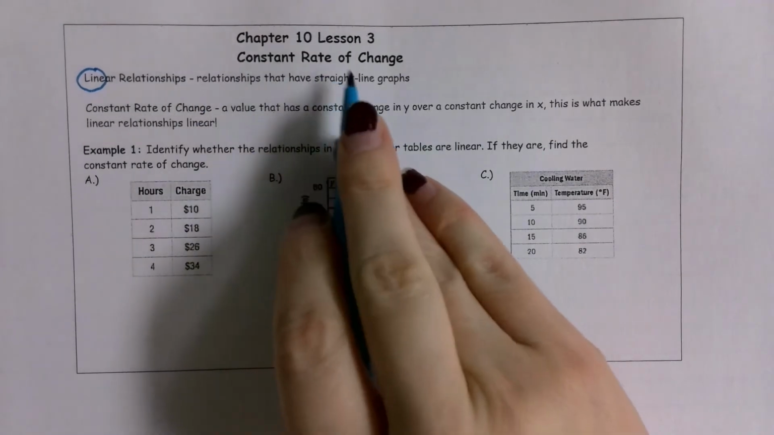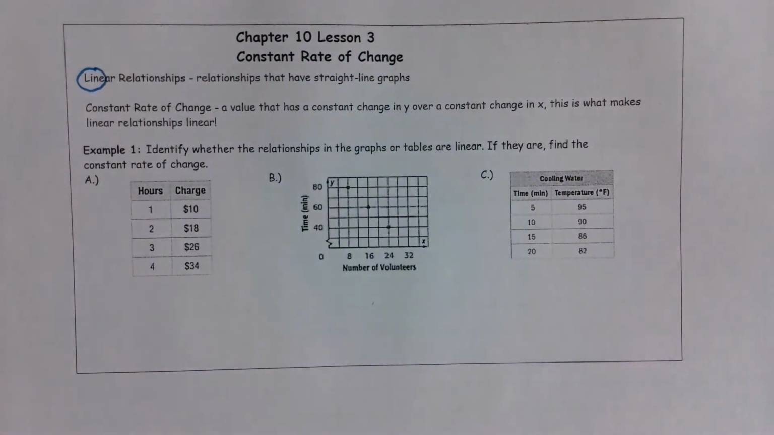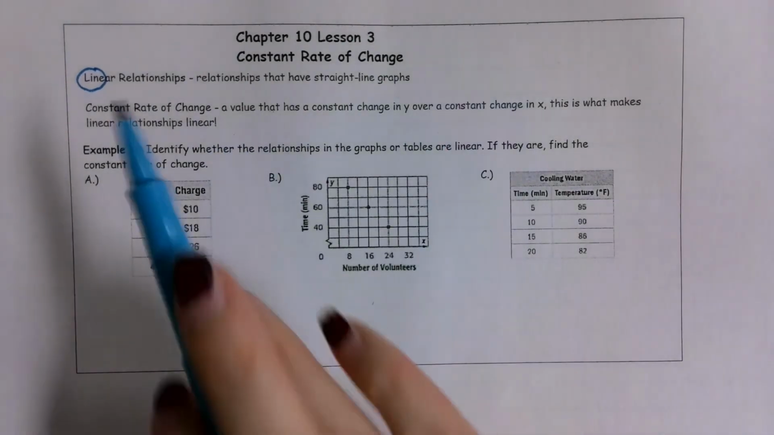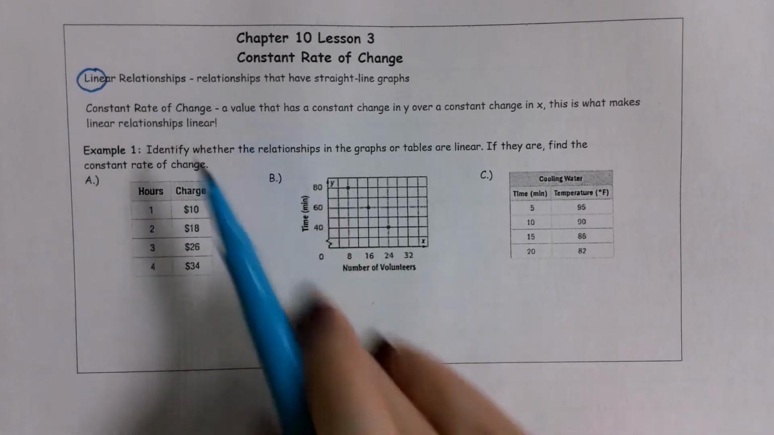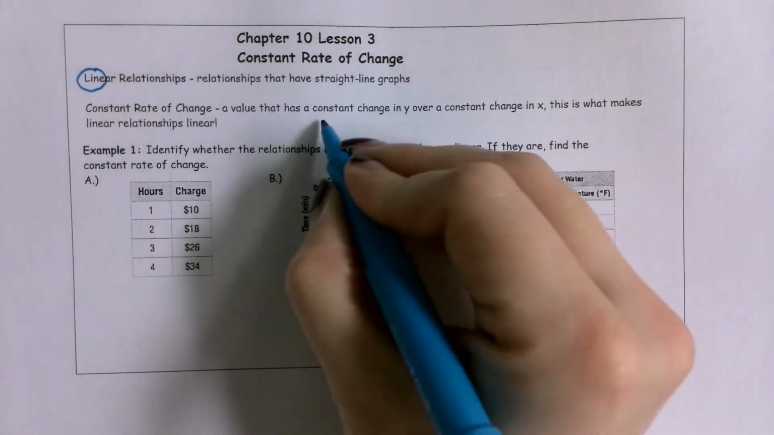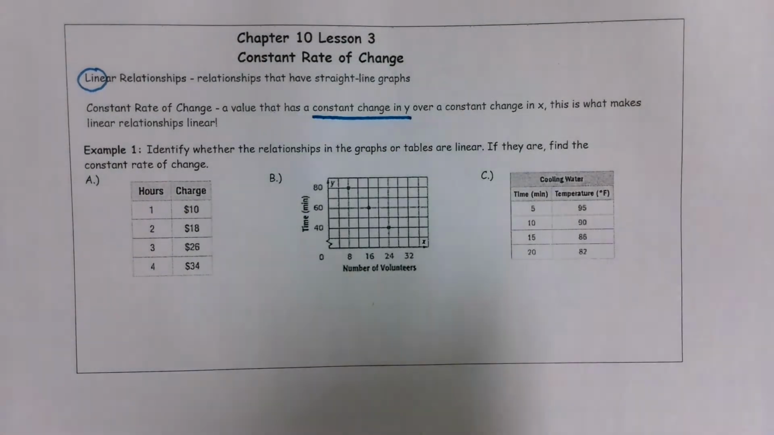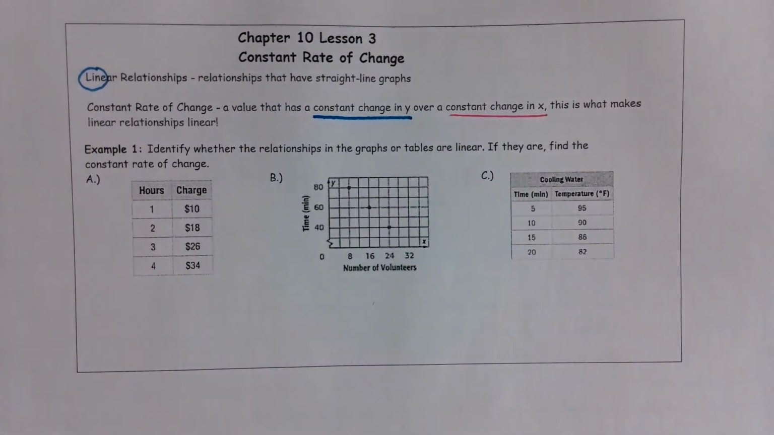So what we're looking at today are linear relationships versus nonlinear relationships. So is it linear or nonlinear for the function that's stated there? Again, to be a linear relationship, it has to have a constant rate of change. So the constant rate of change is found by taking the constant change that occurs for your y over the constant change that occurs for your x. That's what makes it a linear relationship.